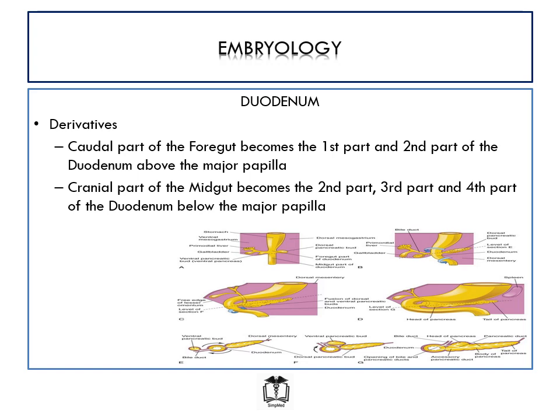Let's end with the derivatives of the duodenum. The caudal part of the foregut that forms the duodenum becomes the first and second part of the duodenum, the second part specifically above the major papillae, whereas the cranial part of the midgut that forms the duodenum will become the second part, the third part, and the fourth part of the duodenum. All these parts are usually below the major papillae.